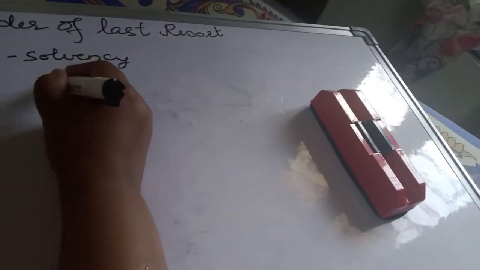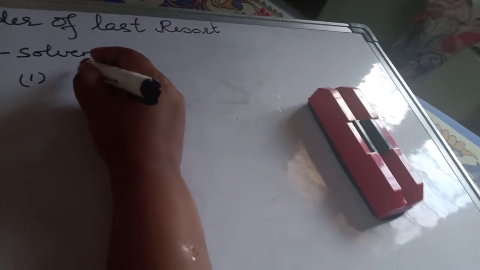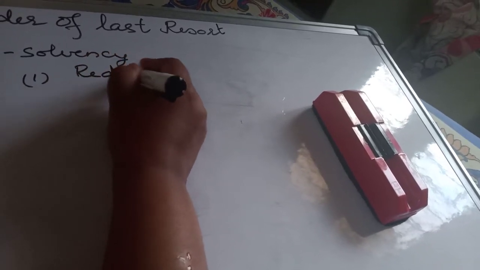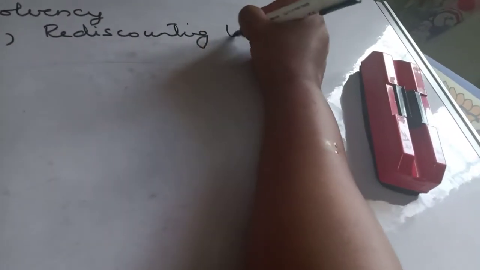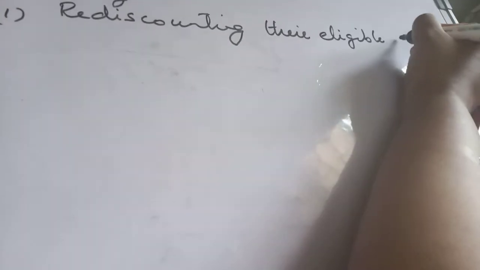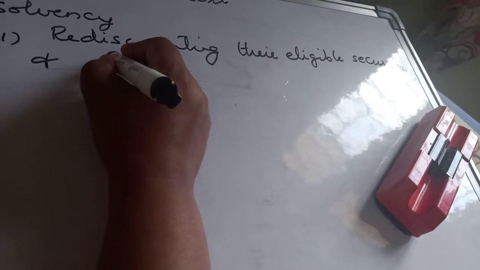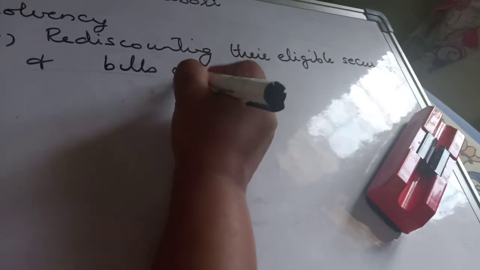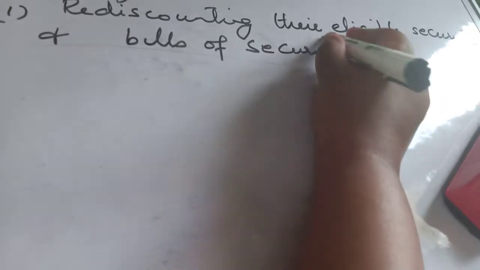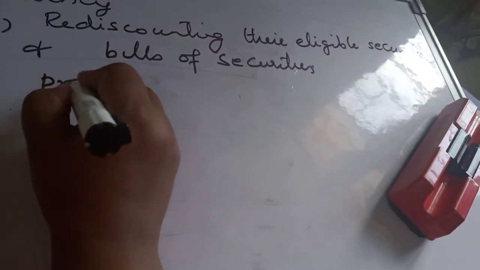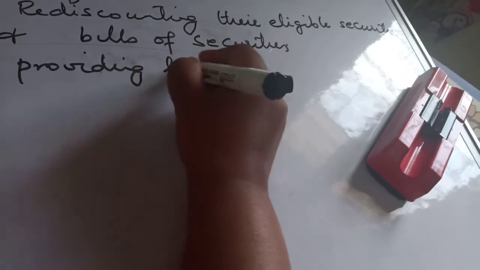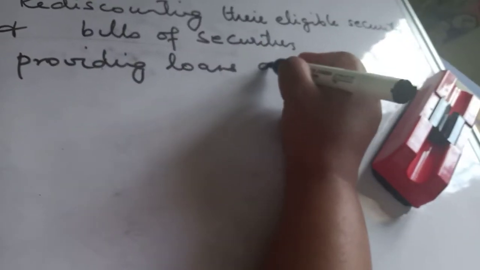So, this can be done in two ways: by rediscounting their eligible securities and bills of securities, or the second way is by providing loans against their securities.